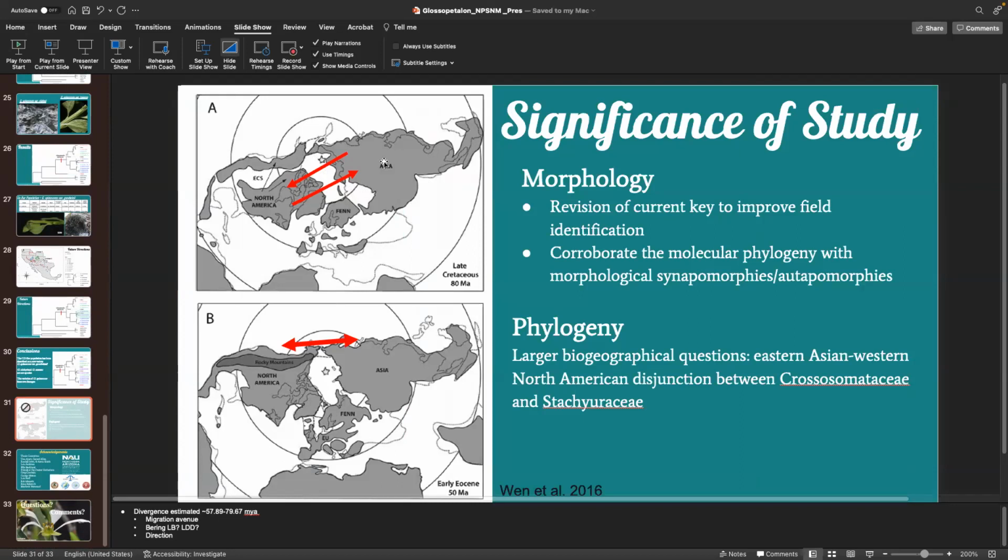And so we don't really know where the ancestor was. Did this happen in Asia? Did it go the other way? Was it simultaneous? That's going to be a new great question at a higher level, because for that disjunction, you have to have more families included. But that's an outstanding question for this group, for the order.